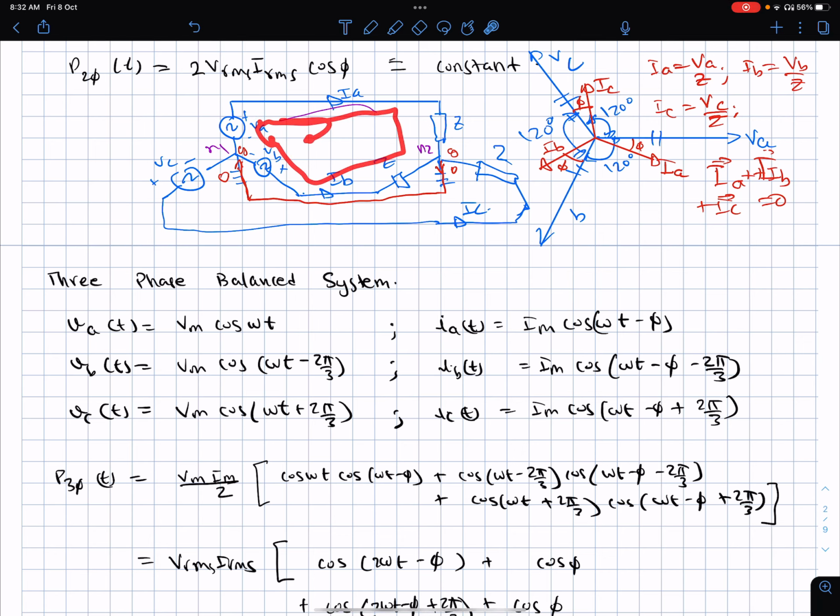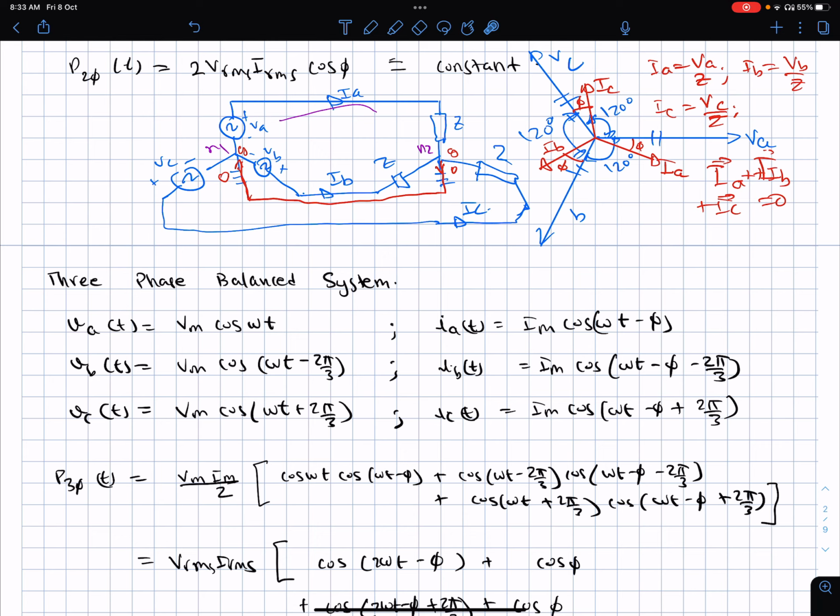I leave it to you to check that if you apply KVL across this, you would find that the KVL with these definitions of my currents is valid. If you apply KVL across this, you should see that KVL across this is also satisfied. And if KVL is satisfied for these two loops, then the outer loop KVL will also be satisfied. So all the three loops will have KVL satisfied.